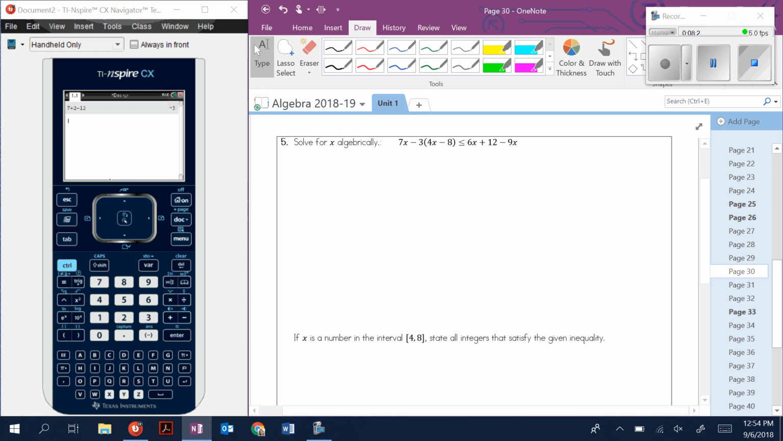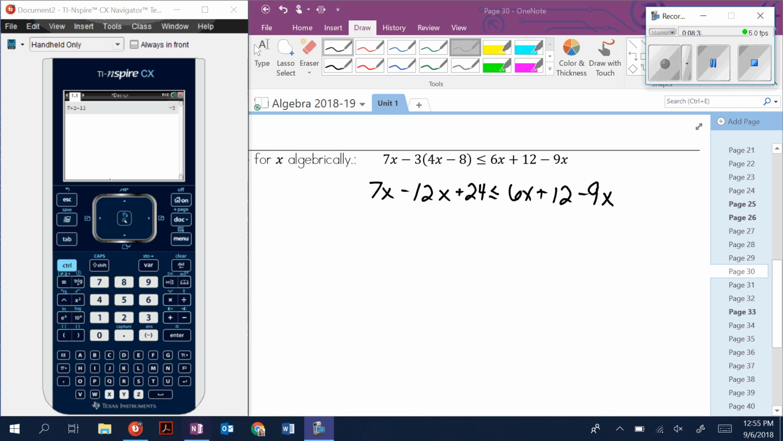Okay, question number 5. Solve for x algebraically. Take a minute right now, pause this video, and see if you can solve for x. I'm going to solve it in just a minute, and then we're going to compare. Here's my first line. I just distributed that negative 3. Okay, go ahead, pause the video, try the next step. I'm going to sort because I have a lot of variables and a lot of constants. I think it's going to be the easiest. So I'm going to sort.